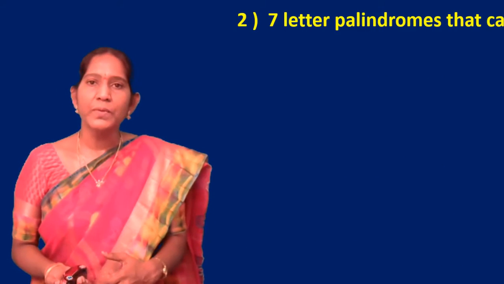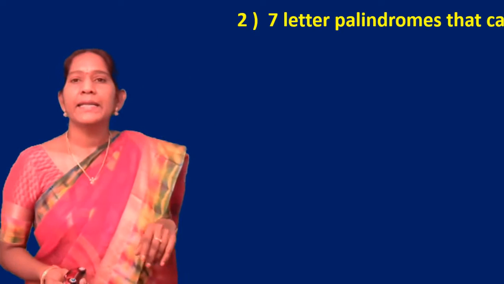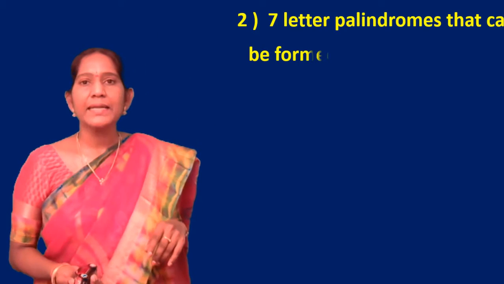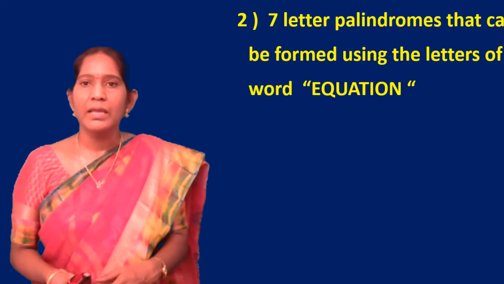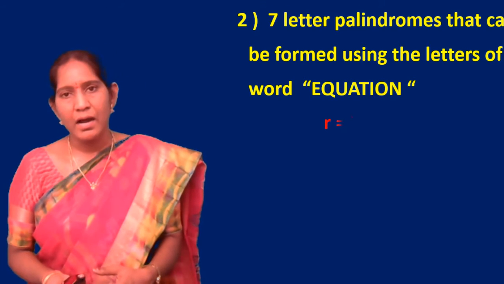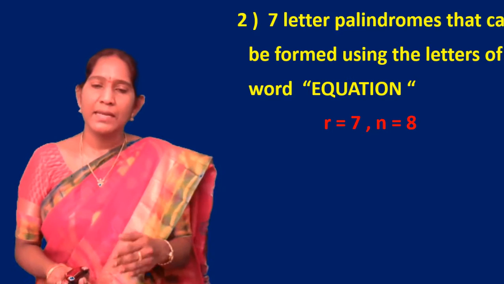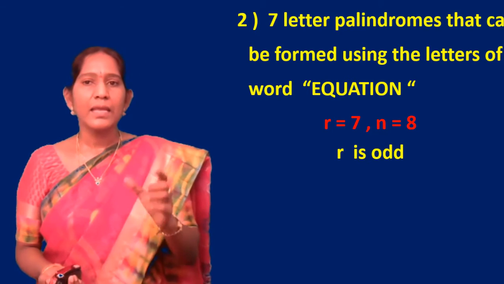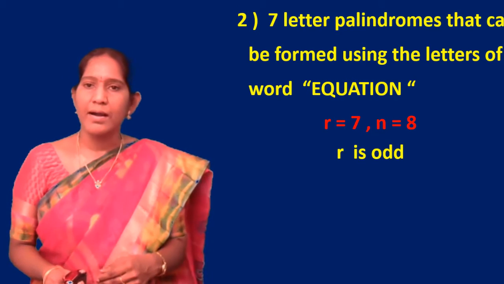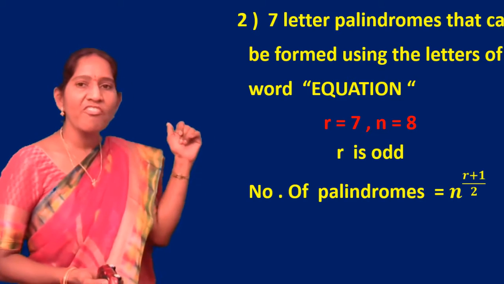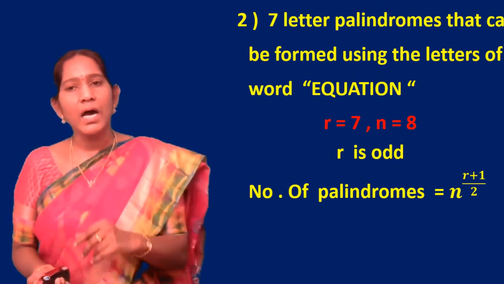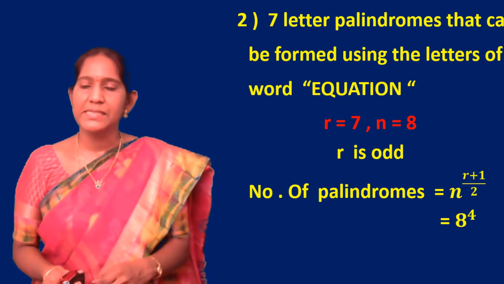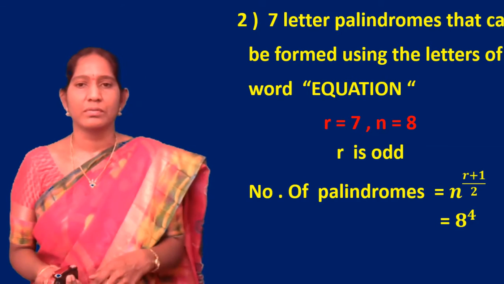Example 2: find the number of 7-letter palindromes that can be formed using the letters of the word EQUATION. Here r equals 7 and n equals 8. Since r equals 7, which is odd, the number of palindromes equals n to the power (r plus 1) by 2, so it is 8 to the power 4.